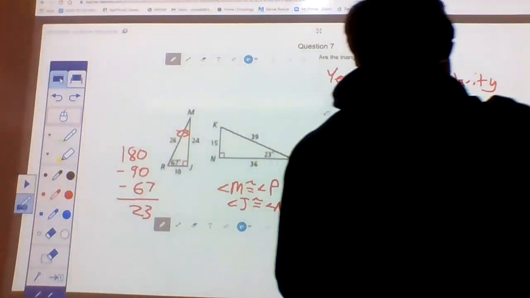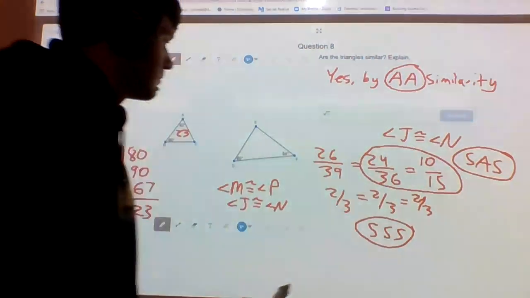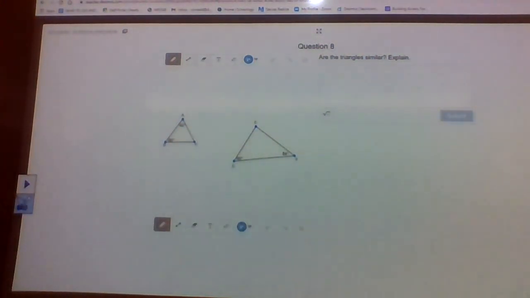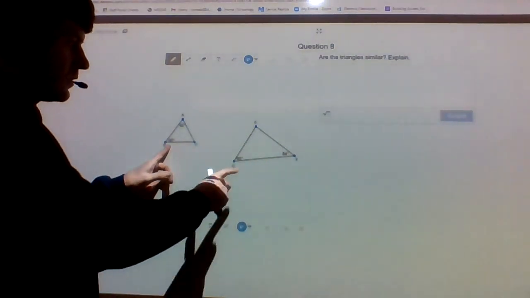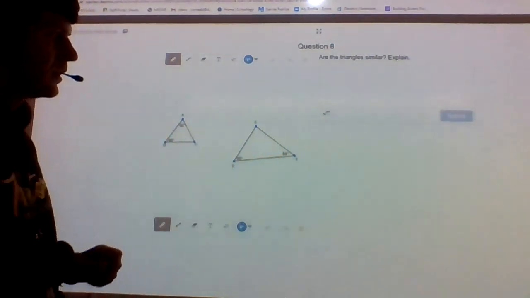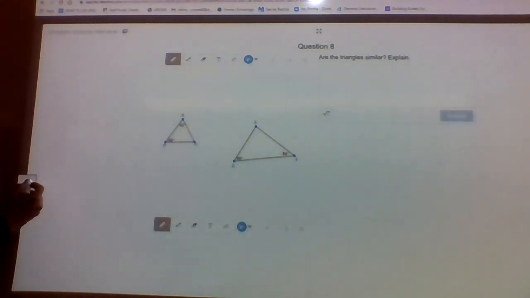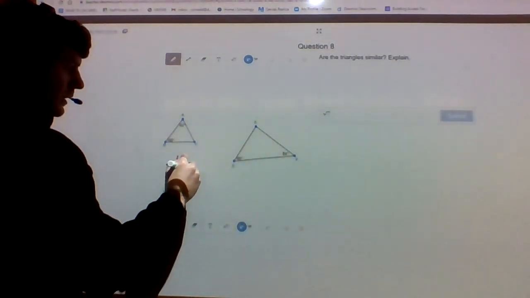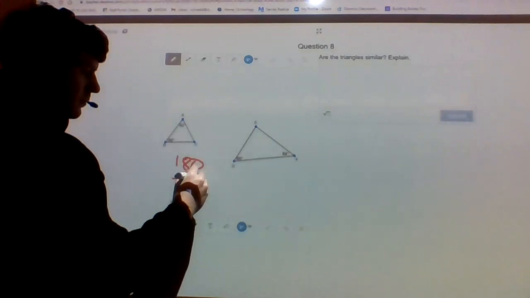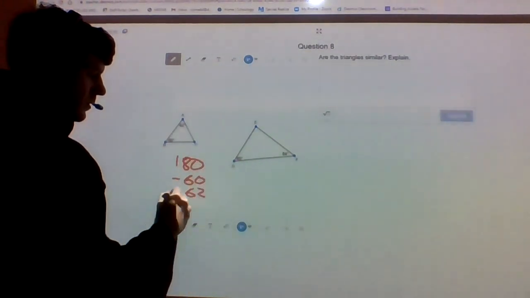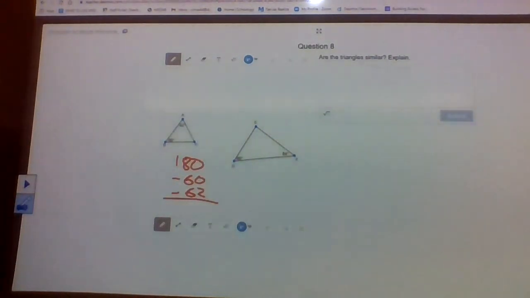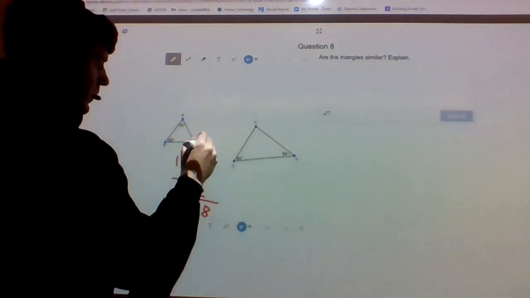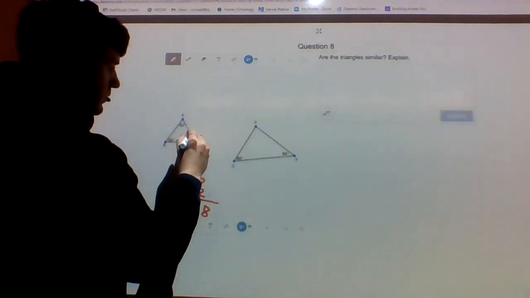All right, number 8. Okay, here we have 60 degrees, 60 degrees, 62, and 54. So we know the three angles of a triangle add up to 180, so we can find the missing angles here. So 180 minus 60 minus 62. That's minus 122, that's going to be 58. So angle C here is 58 degrees.